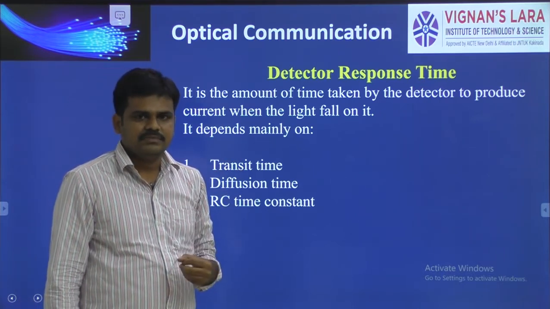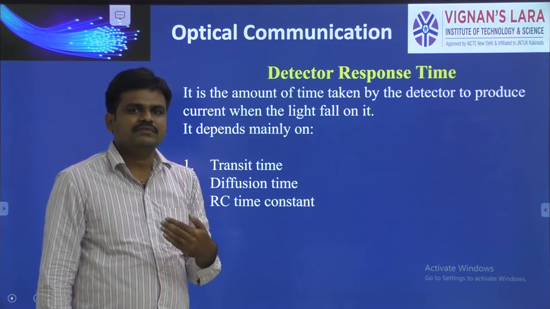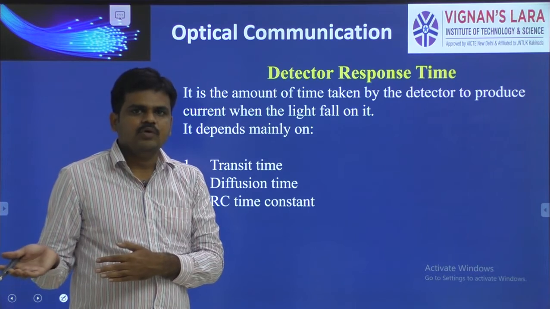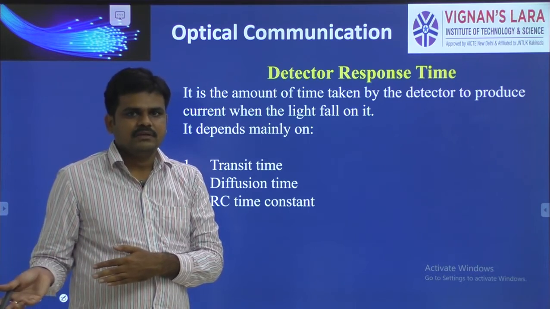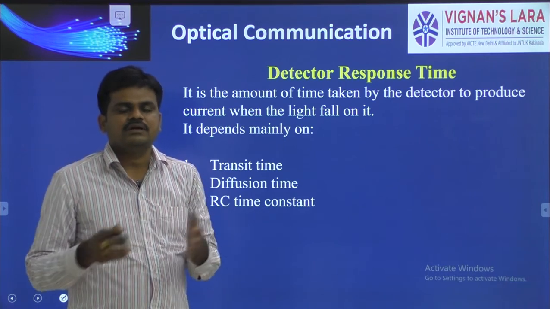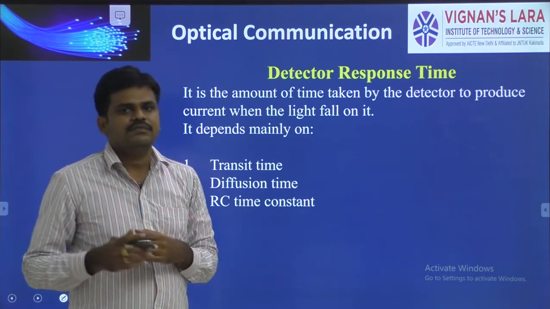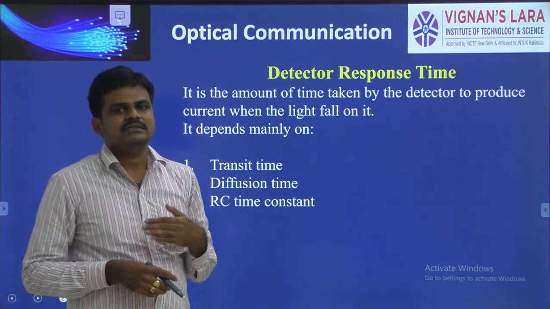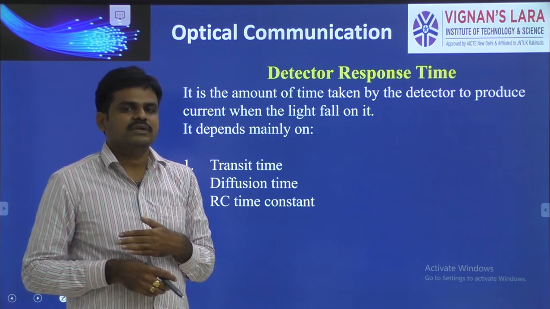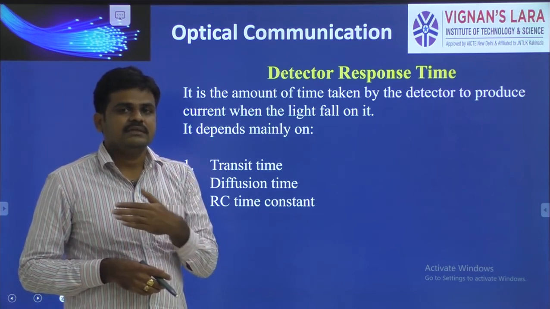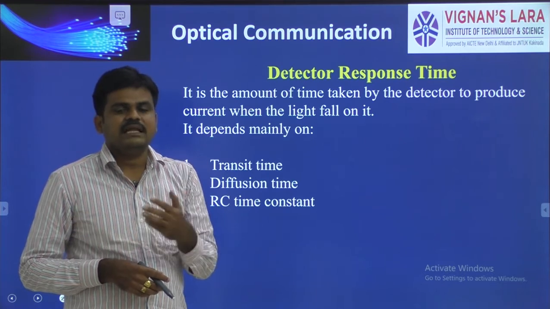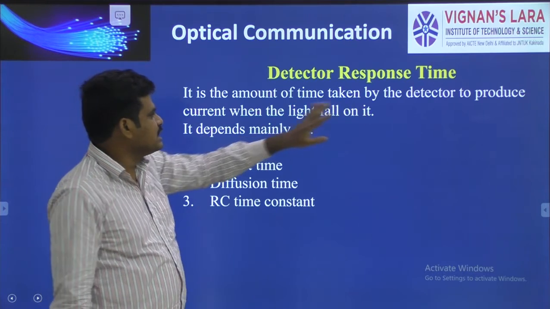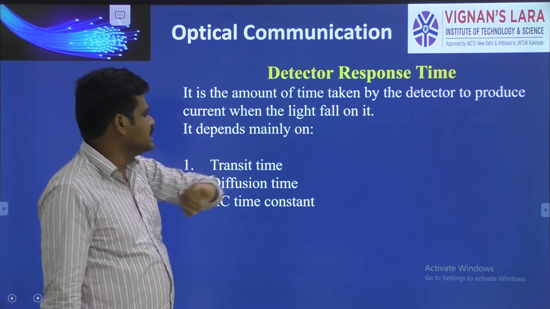Detector response time is the amount of time taken by the photodiode or photodetector to produce the output varying current when light is falling on it. This is called detector response time. How much time it is taking to give a response by producing the output varying current when the light is falling on it. It is the amount of time taken by the detector to produce current when the light is falling on it.